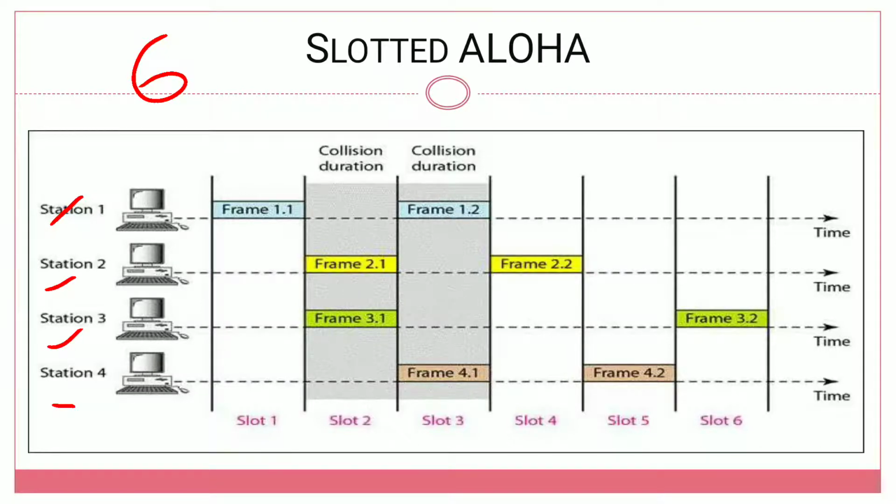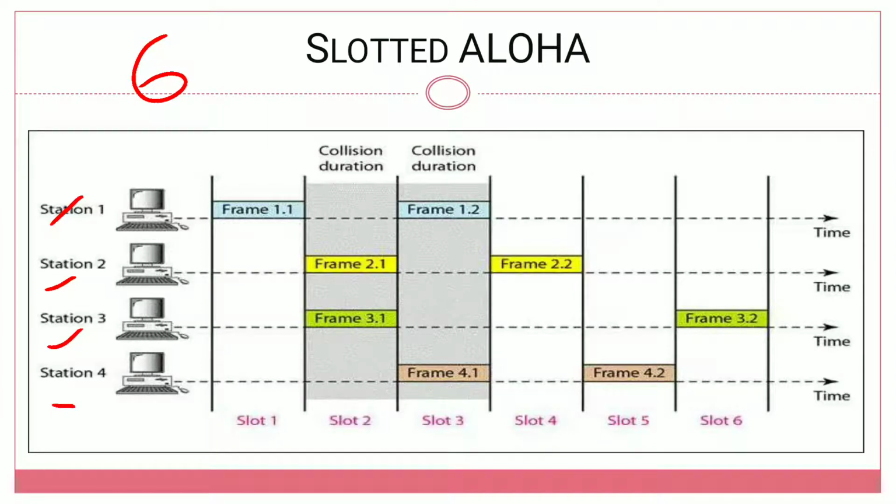Here no other station starts transmitting any data because the beginning of the slot is over. So the remaining stations miss the beginning of slot 1, so they will wait until the beginning of the second slot. In the second slot, stations 2 and 3 start transmitting frames 2.1 and 3.1.